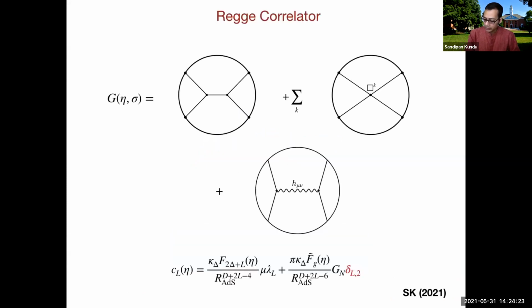So when I compute this Regge correlator, now I must include this extra diagram, which comes from a single graviton exchange. And then again, I can find out all the CL coefficients. Now, these are the old coefficients that I had without dynamical gravity, and there is a correction piece. And if you look closely, the gravity part only contributes to L equals 2. So for L greater than 2, there is no correction.